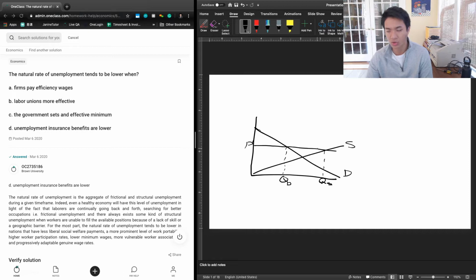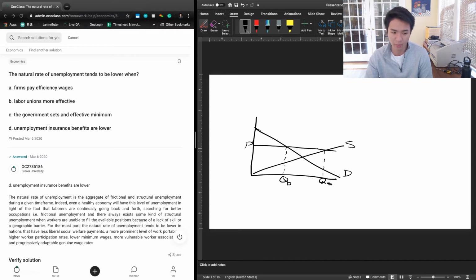And so the stronger and more effective labor unions are, the higher structural unemployment is, and the higher natural rate of unemployment is. So when B says labor unions are more effective, we know that's not going to be the answer choice, because more effective labor unions, again, are contributing to unemployment, and that's going to raise the natural rate of unemployment.